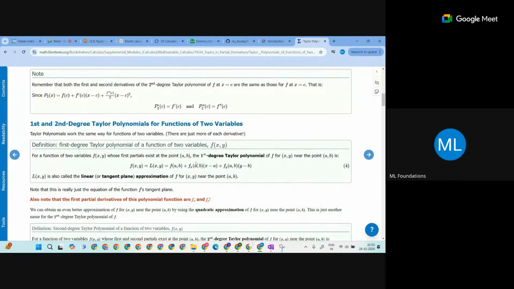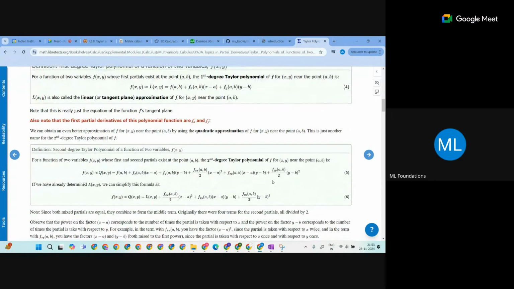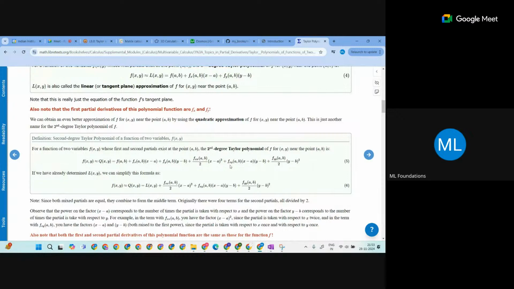This is the first order. If you see it here, generally in the two variable case, for the second order derivative, the Hessian is like this. So it will start with the double derivative, then x minus a square, then the double derivative with respect to xy, and then x minus a times y minus b, and again the double derivative with respect to y only, and then y minus b square.